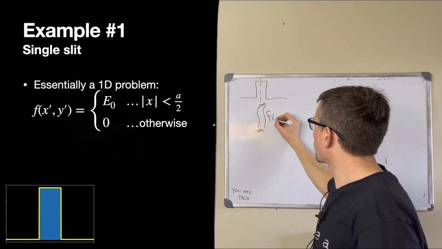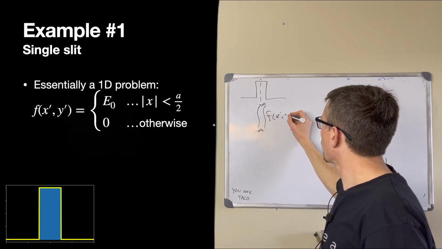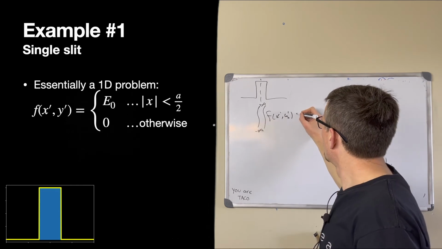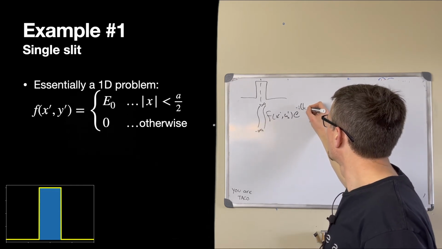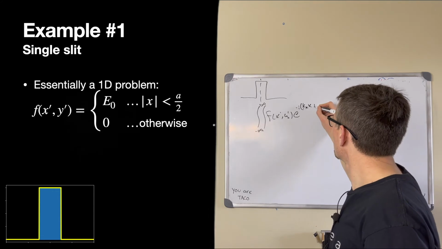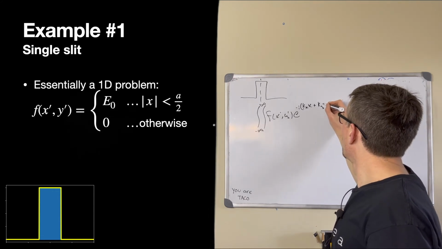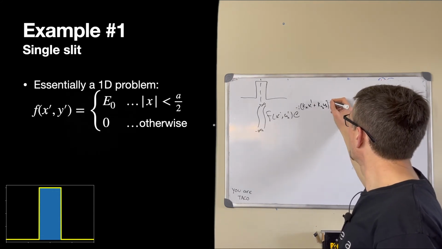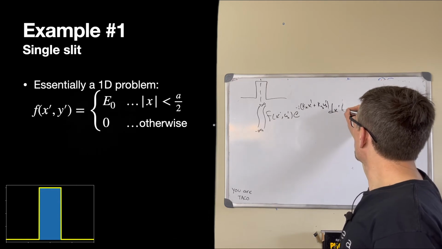So I'm going to get our general expression for our Fourier transform, e to the minus i (kx x plus ky y) prime dx prime dy prime.